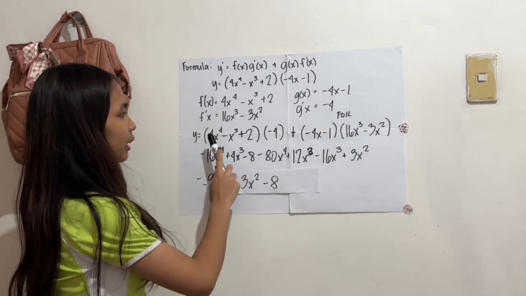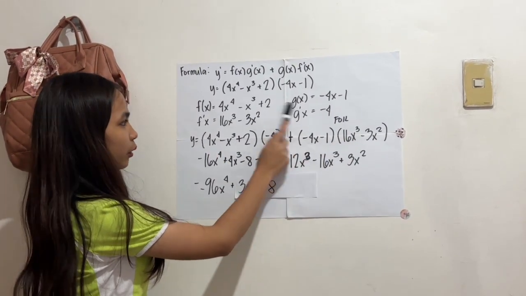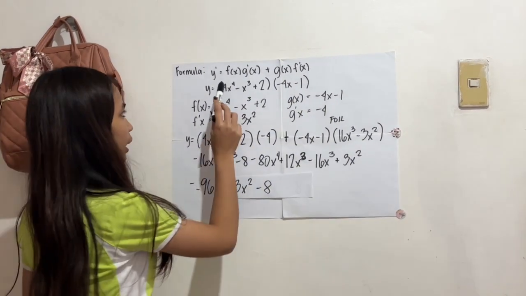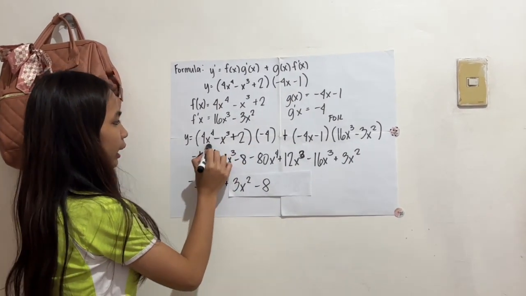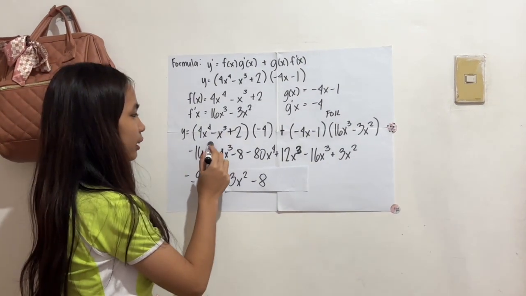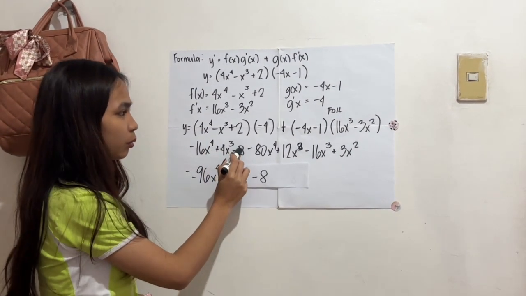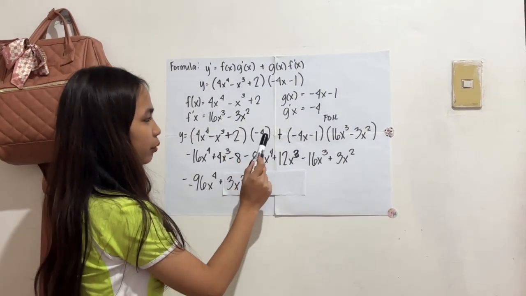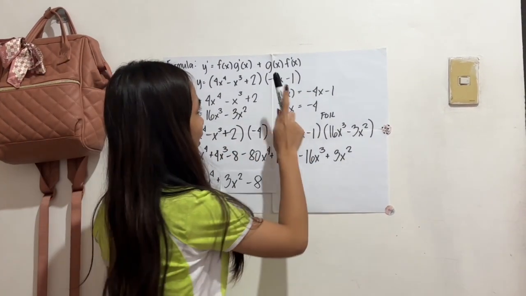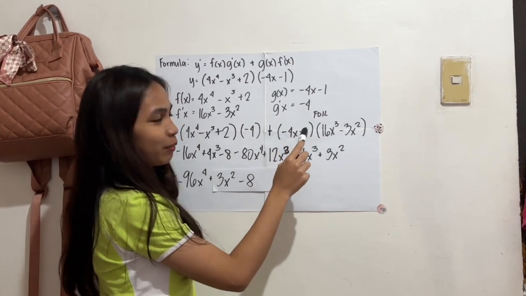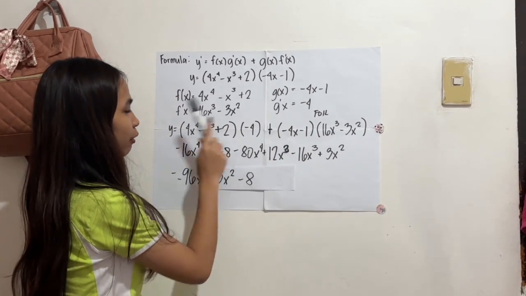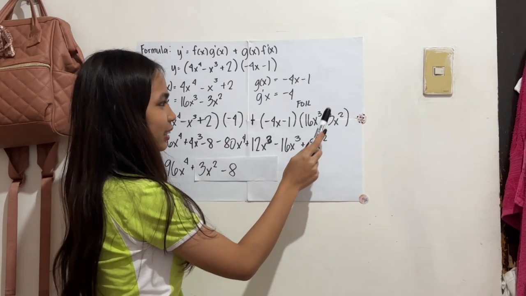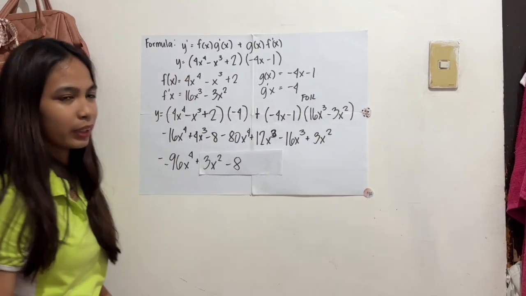And then, i-apply lang natin to. Para i-substitute lang natin tong mga value na to dito sa formula na to. So, we have the value of f of x, 4x raised to 4 minus x cubed plus 2 and multiply sa g of x, negative 4x plus 1, and yung derivative ng f of x which is 16x cubed plus 3x squared.